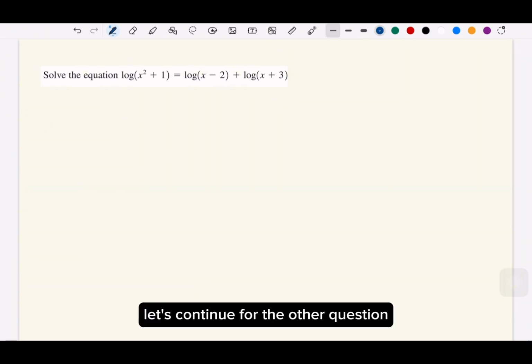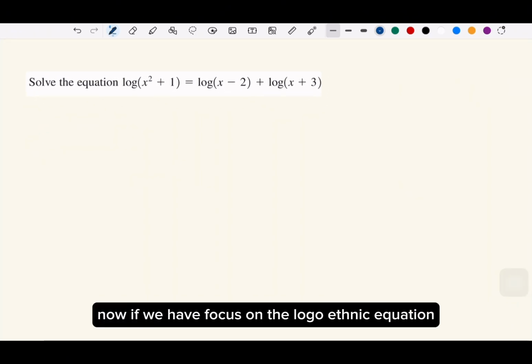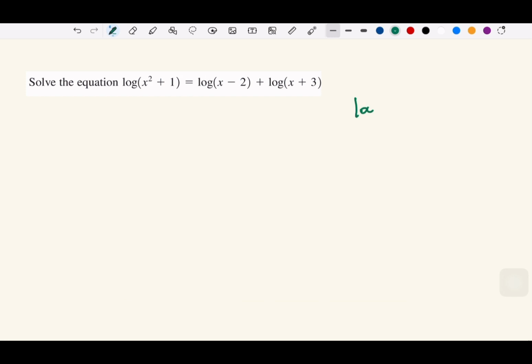Okay, let's continue with the other question. Now if we focus on the logarithmic equations, we have some problem here. Solve the equation. So how do we solve this? Basically we are going to stick with this property.